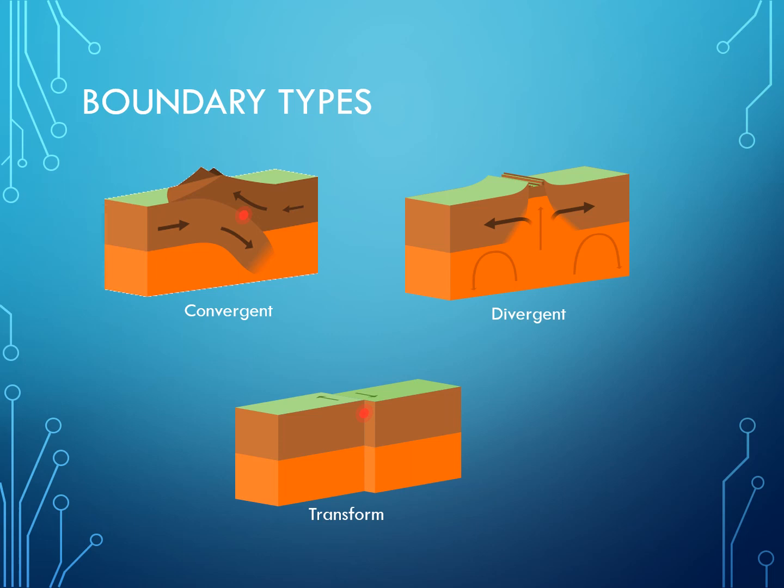Next week, we will explore more in depth how the plates move, the specific characteristics of each boundary type, and some more details about plate tectonics. For today, all you need to remember is that there are three types of plate boundaries, each with their own motions.